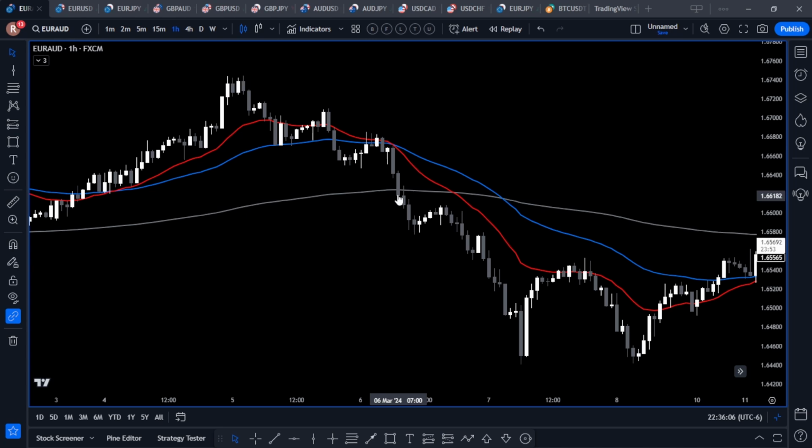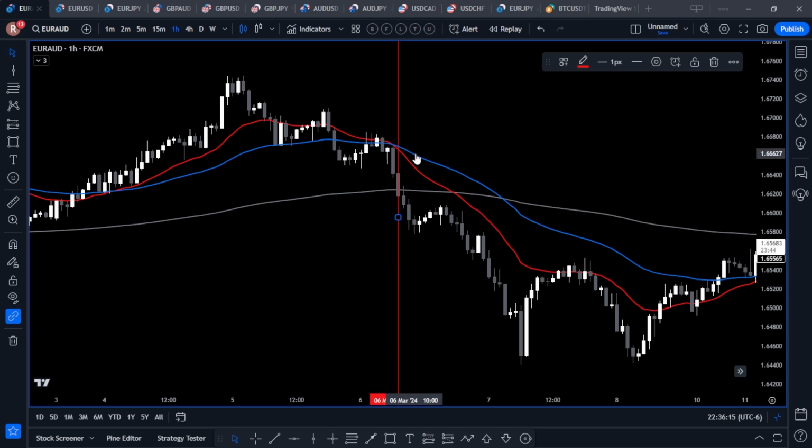at this candle here, on this candle, we have all the criteria met for a tradable downtrend. We've got the price underneath the 200. We've got the 20 dropping below the 50.